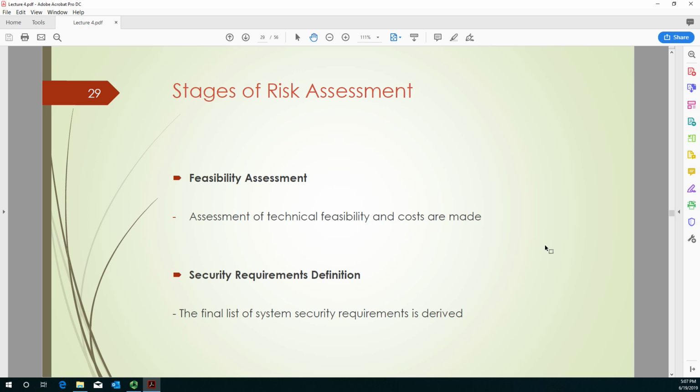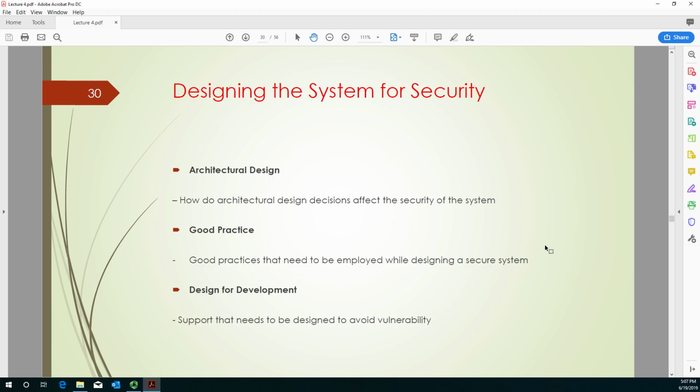Then you have security requirements definition. You identify a list of security requirements and you execute them, which also involves designing the system for security. You want to develop a secure system when you build the very architecture of the system. For example, you don't want to build a Winchester house where you keep adding things and units, and overall the system becomes insecure. You want to plan in advance.